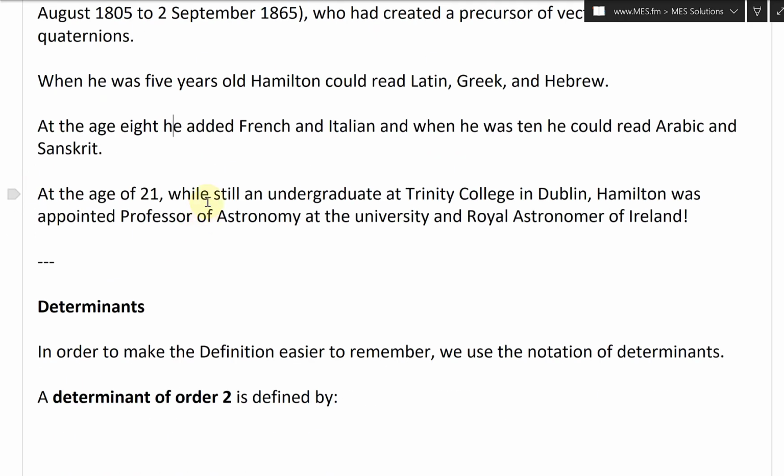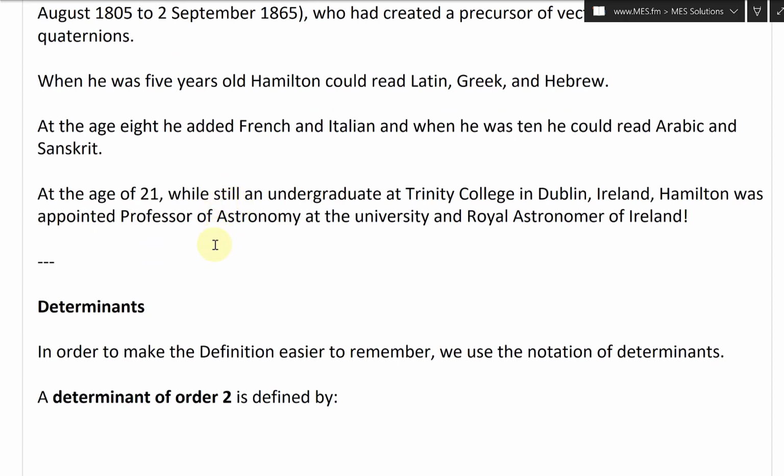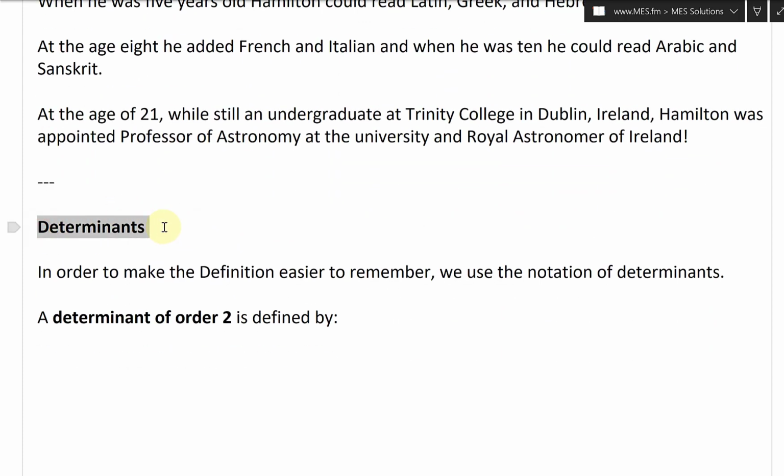At the age of 21, while still an undergraduate at Trinity College in Dublin, Ireland, Hamilton was appointed professor of astronomy at the University and Royal Astronomer of Ireland. Epic stuff here. Now let's continue further, and this time look at determinants.